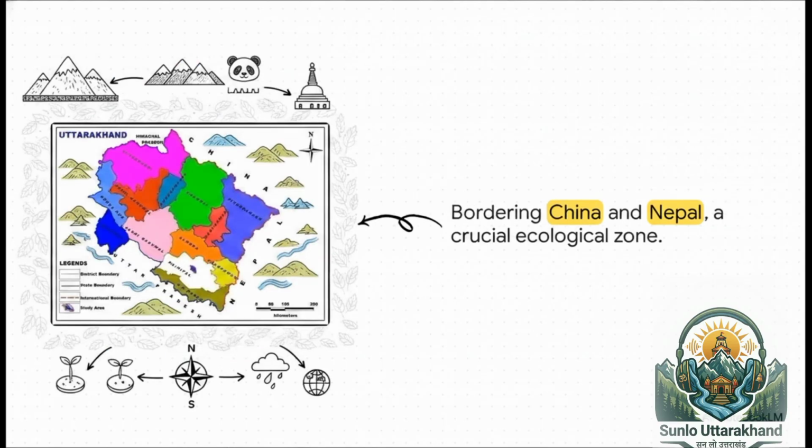Now let's come to the microscopic level. Uttarakhand acts as a highly sensitive geographic bridge. To the north, it shares an international border with China's Tibet Autonomous Region. To the east, you have Nepal. You see, these aren't just invisible lines on a map. They define a very crucial ecological and geopolitical zone, which is bounded domestically by Uttar Pradesh to the south and west and Himachal Pradesh to the northwest.